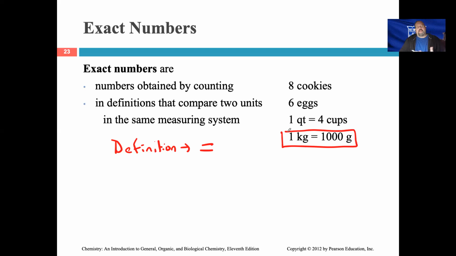Now, in laboratory and clinical settings and such, we come across a heck of a lot more measured numbers than we do exact numbers. We do a little bit of counting, and the definition part is more for theoretical purposes and stuff like that. So the majority of the numbers that we come across are really your measured numbers.